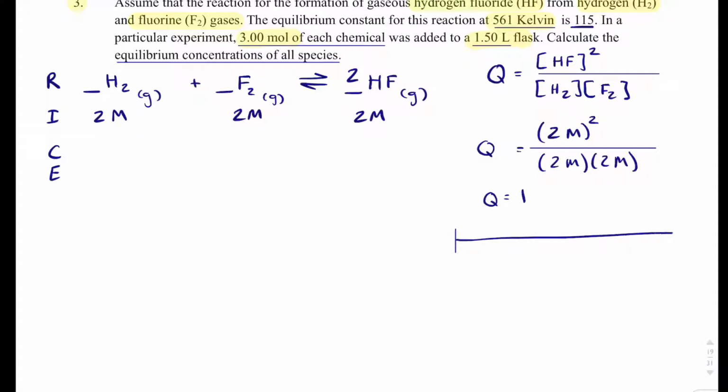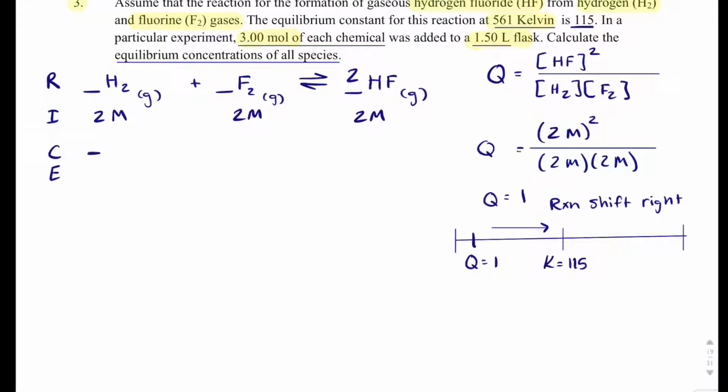So whenever we're dealing with Q, I would go ahead and make a number line. And what I know is that K, we'll say, is in the middle, and K is given at 115. Q is over here at 1, and so all reactions eventually reach K, or the equilibrium, and so I know that my reaction shifts right in order to do that. So what that means is that this is minus, and this is plus. This is minus 1x, or just minus x. This is minus x, and this is plus x, but it's got to be 2x since the coefficient of HF is 2. I'll add up each column, so 2 minus x, 2 minus x, 2 plus 2x.